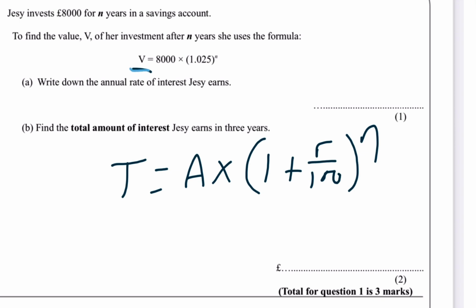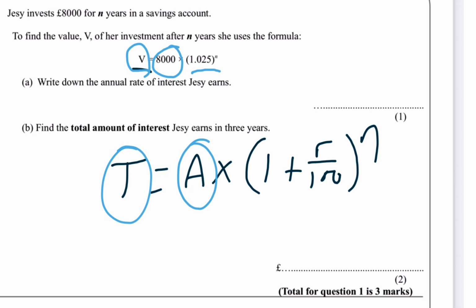Now let's just break it down. You can see that the V in the front represents the total at the end. The 8,000 after the equals represents the amount originally invested. The 1.025, now we did this right at the start of the session. We've said that that multiplier is this entire bracket here. Therefore, if they've just given us a number, which is the multiplier, we should be able to convert it back into the rate to find out, okay, what the percentage is.